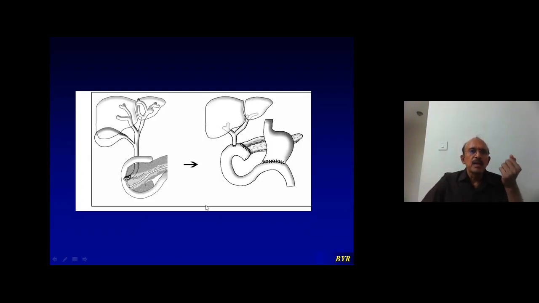Klatskin tumor means a Y-junction tumor. That means the right and left hepatic ducts and common hepatic duct. That junction is called the Y-junction. So if the Y-junction tumor is a cholangiocarcinoma, it is called the Klatskin tumor.